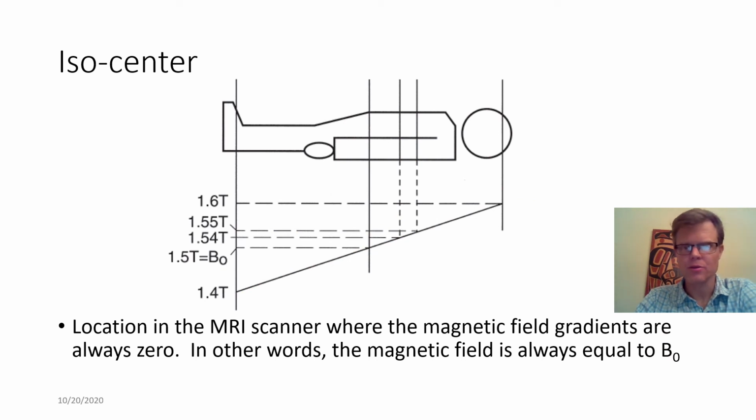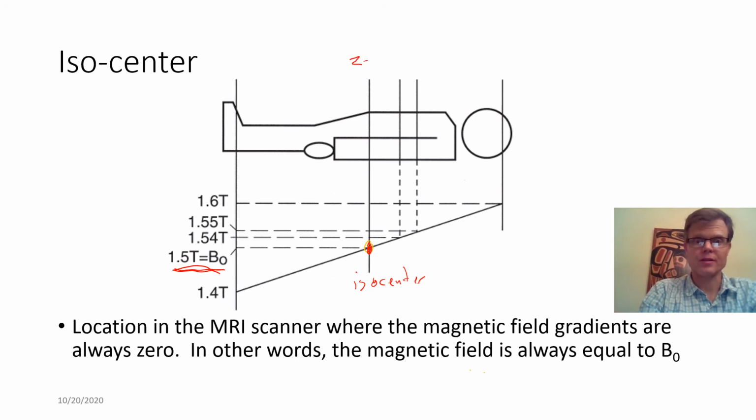I want to take a quick aside to define this term called the isocenter. And that's going to be this location right here. This is the location in the magnet where the gradients are always zero. So in other words, there's never a change in the main magnetic field, for example. And I know it's at this position because the magnetic field at that location is B naught, our main field direction. So that means at this location, the magnetic field gradients have no effect.